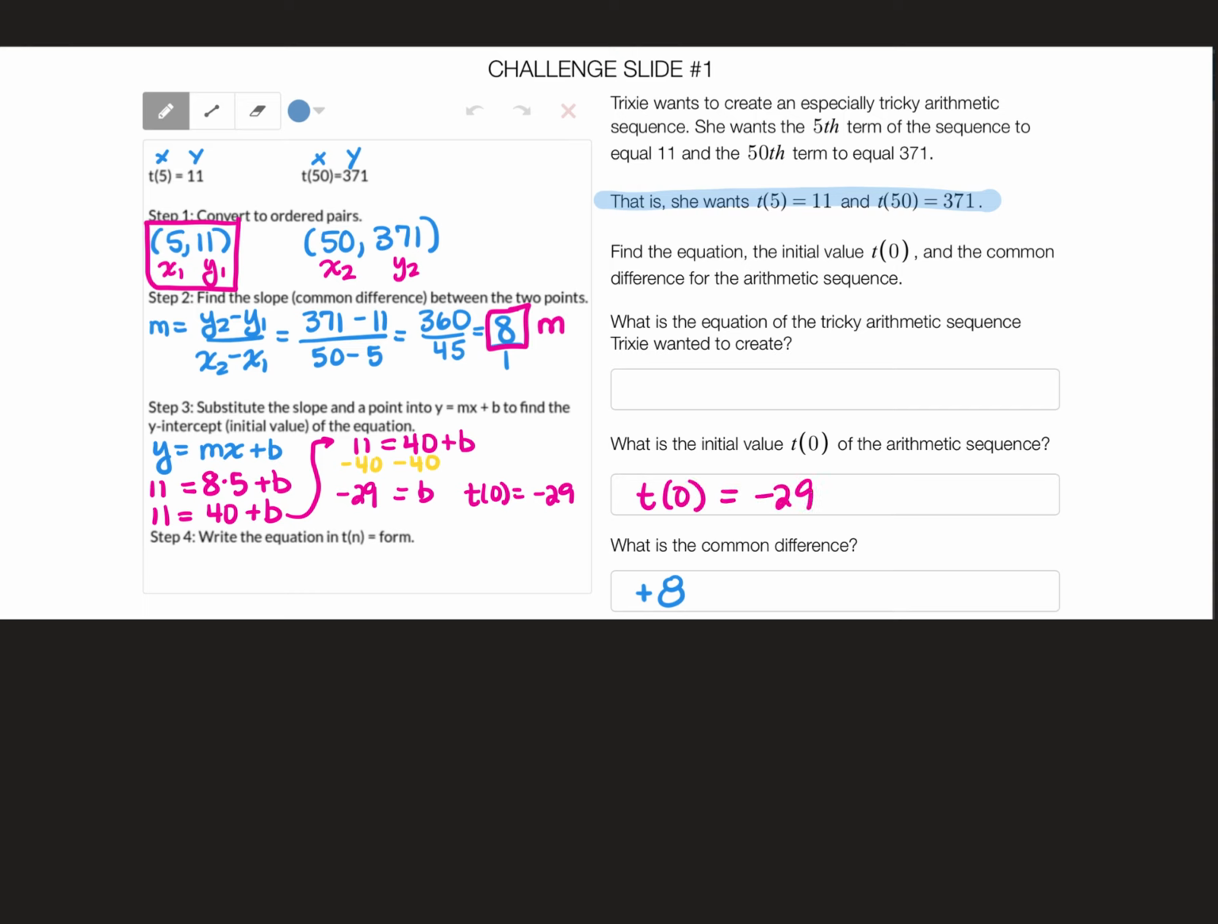Now it's really simple to write our equation, because at this point we just have to put it in T of n form. So remember, that just means T of n equals mx plus b. Remember, we found m. This is our b value, and we just have to put all of that into our equation. So T of n equals 8x minus 29. All right. So it kind of helps to do it in that specific sequence. Find your slope after you convert your values to ordered pairs, and then use your slope in one of your ordered pairs to find the 0 value, and then write your equation.